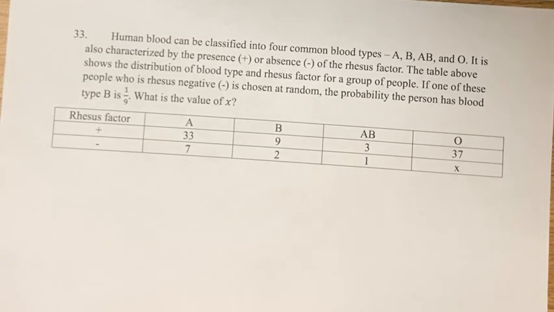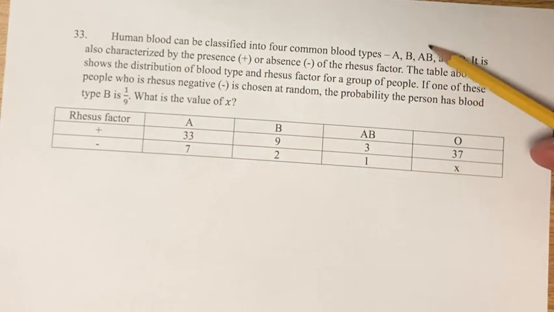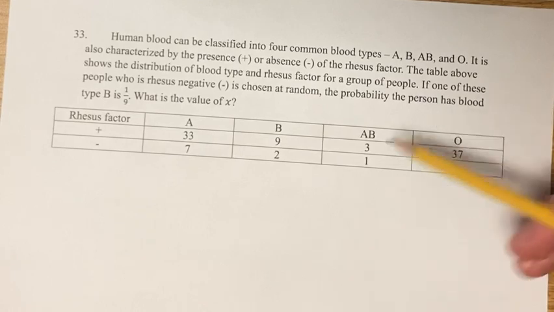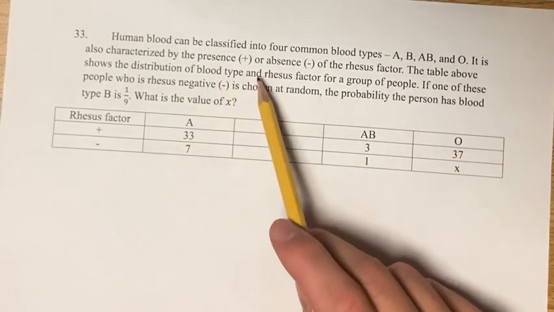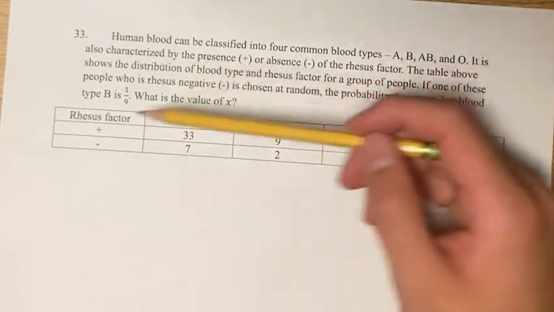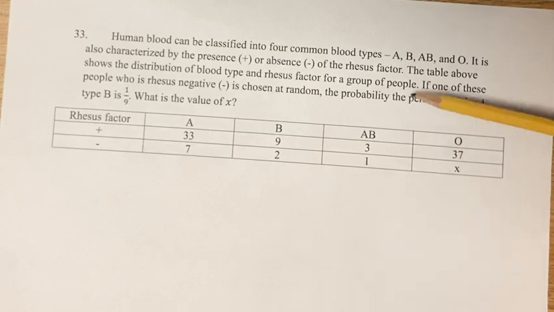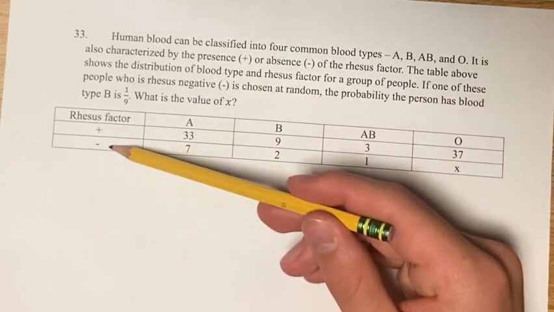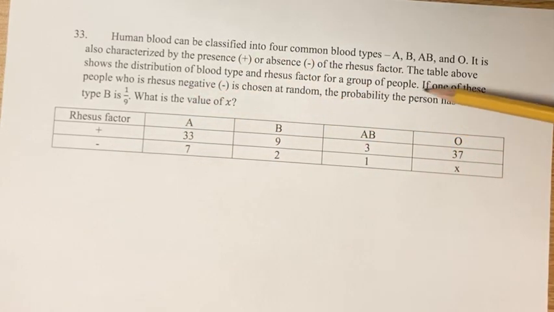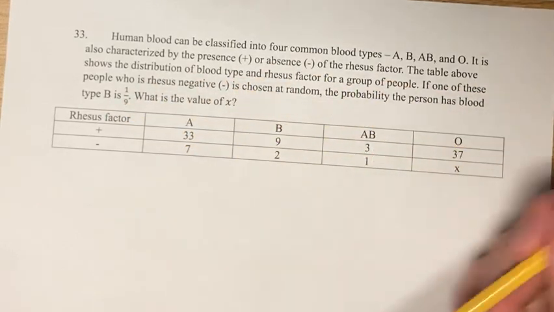In this problem, we're told that human blood can be classified into 4 common blood types, A, B, AB, and O. It is also characterized by the presence or absence of the rhesus factor. The table above shows the distribution of blood type and rhesus factor for a group of people. If one of the people who is rhesus negative is chosen at random, the probability the person has blood type B is 1/9. We're asked what is the value of X.